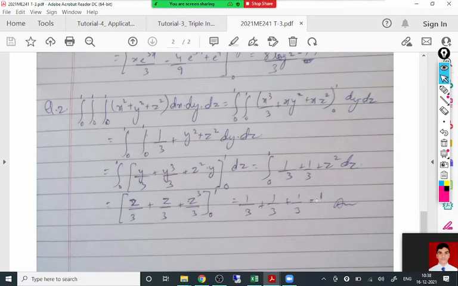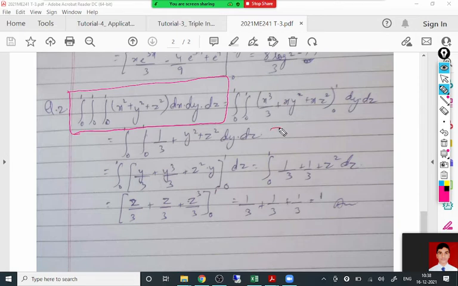Before we move to tutorial 4, let me tell you what tutorial 4 is. Tutorial 4 is regarding the application of multiple integrals. Now again, you should not have any fear about the application. Why? Because this example itself is an example of application also. What is this example?